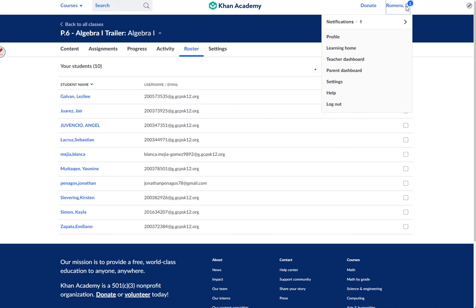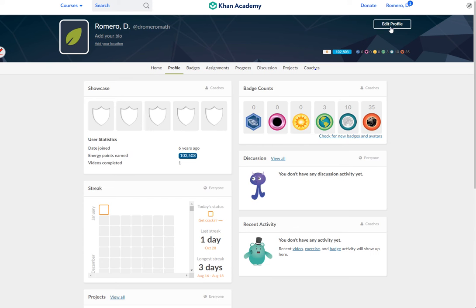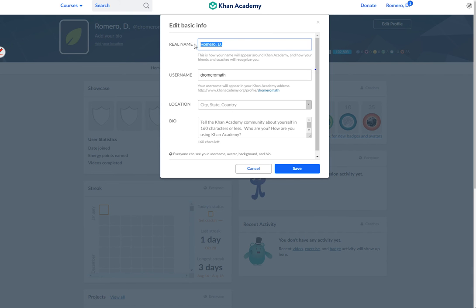Up here on the right, find your name. Click profile. If you're on your phone, it's better if you use your phone sideways. It looks more like a regular web page. Click on profile and edit your profile so that where it says real name, it's last name, comma, first name. I only have my first initial, but for you guys, put your last name, comma, your first name.